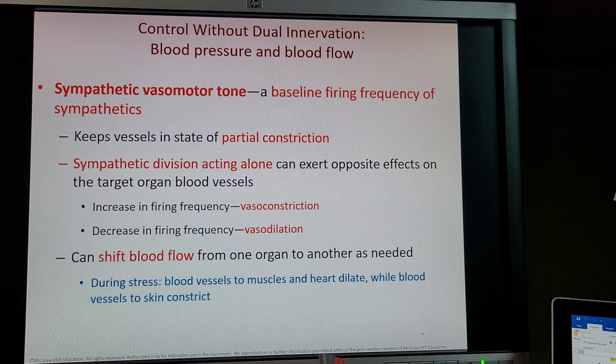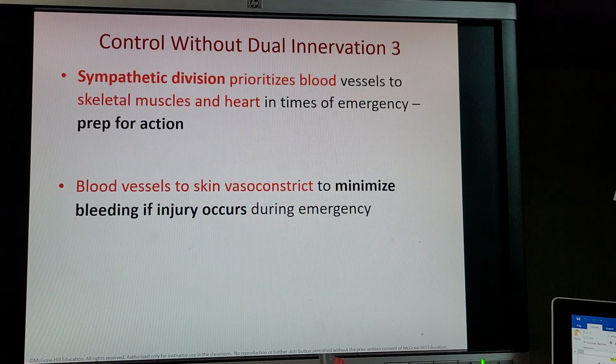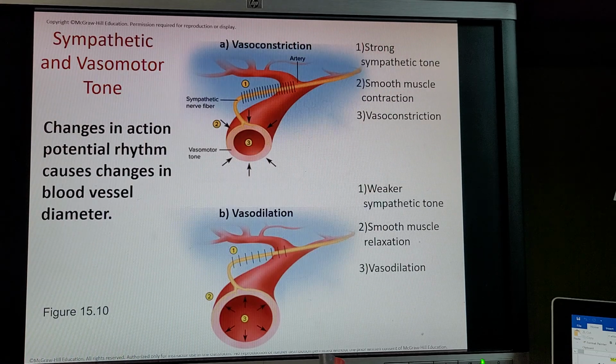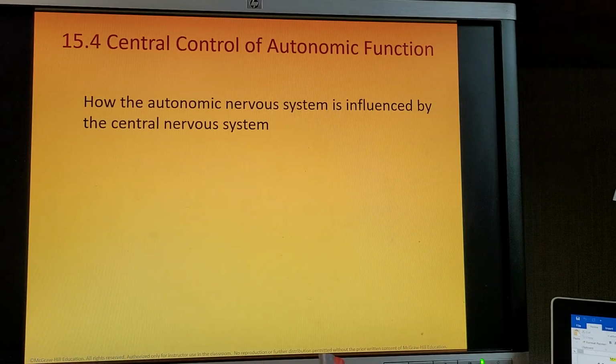This is just focusing on looking at how our different divisions shift blood flow, again, toward the stuff it's going to increase, and away from stuff it doesn't want to.